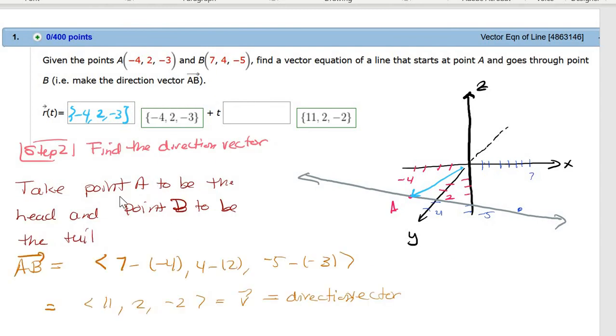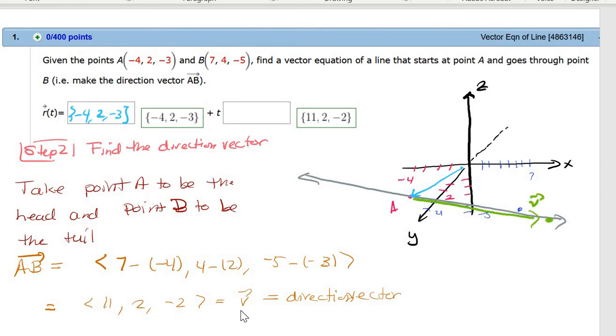They gave you this hint: I take the point A to be the head and the point B to be the tail. So I find the vector between the points A and B. How I do that is I go tail to head. So I take the point 7 and subtract the point -4. I'm very careful here with my minus signs because I make a lot of minus sign errors, as my section knows. 4 minus 2, -5 minus the -3. I'm very, very careful in writing that down. So I get 11, 2, and -2 as the direction vector v.